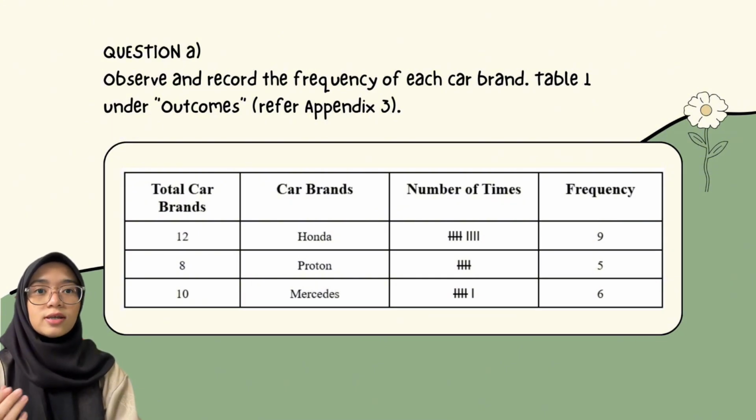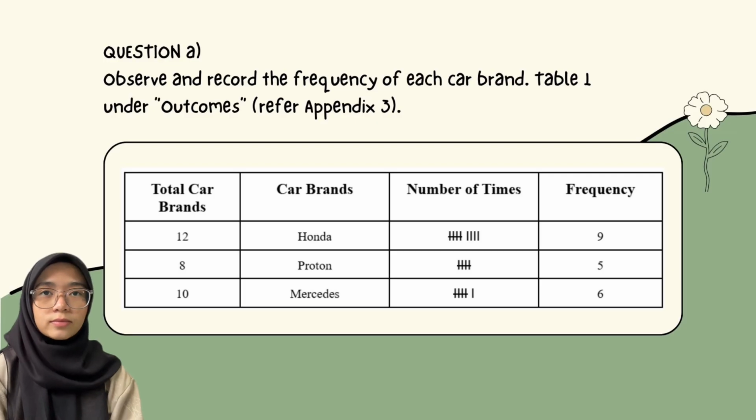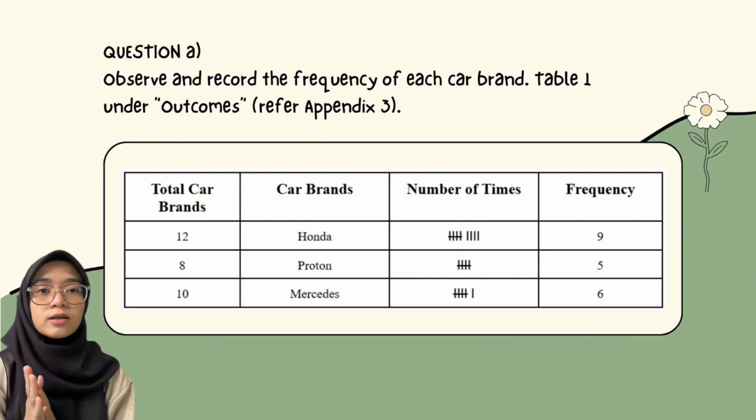So here we can see that the total number of car brands of Honda is the highest. So the probability to get a Honda car is much higher than other car brands.